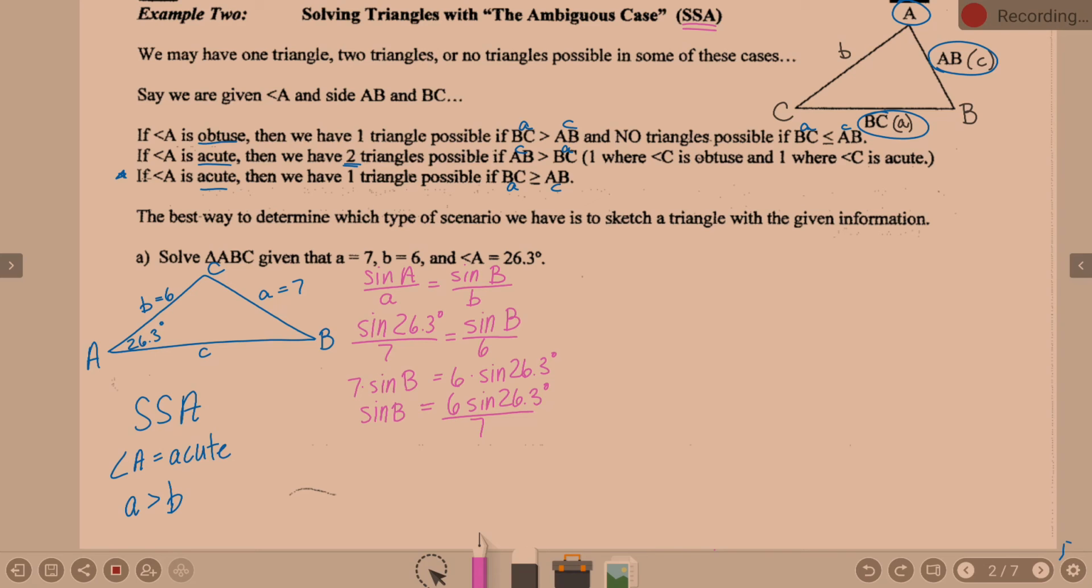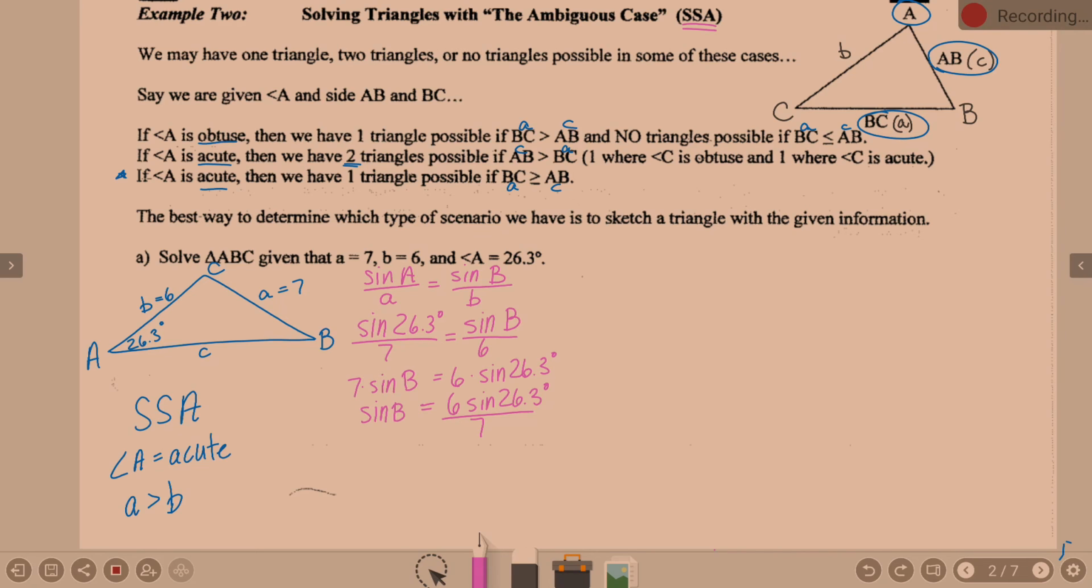Okay? Now, notice I haven't punched anything into my calculator yet. I'm just trying to figure out mathematically how we're going to get B. Now, we are one step away. Right now, if I punch into my calculator 6 times sine of 26.3 degrees divided by 7, am I finding B at that point? No, it's giving me the sine of B.